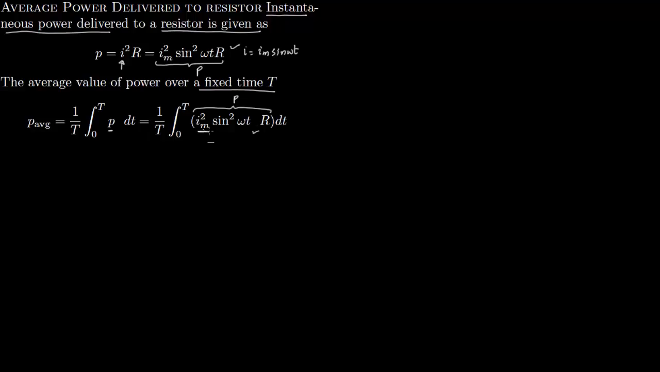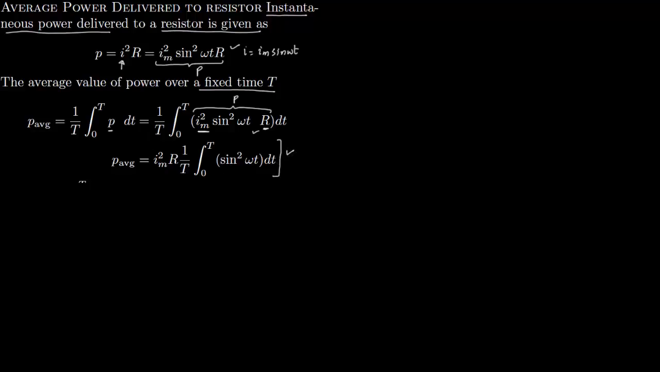Now Im square and R are constants. They do not change with time, so you take them out. Im is the maximum value of current and R is the resistance in the circuit. So you take Im square R out and you are left with 1 by T integral from 0 to T of sine square of omega t dt. So we have to find this integral.